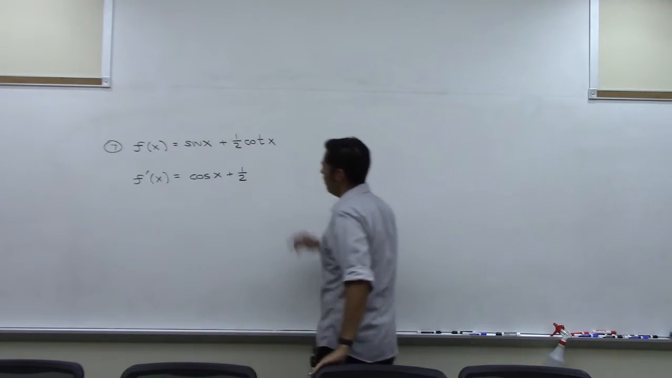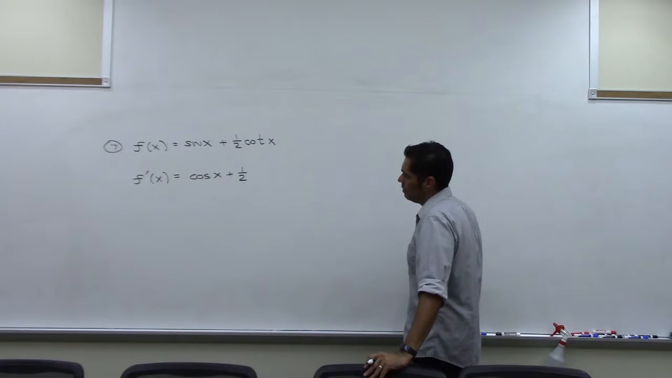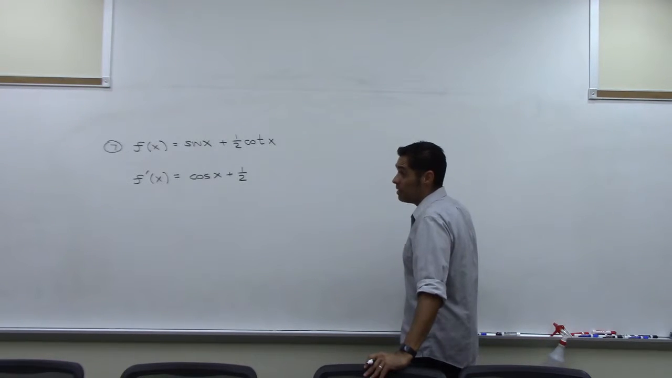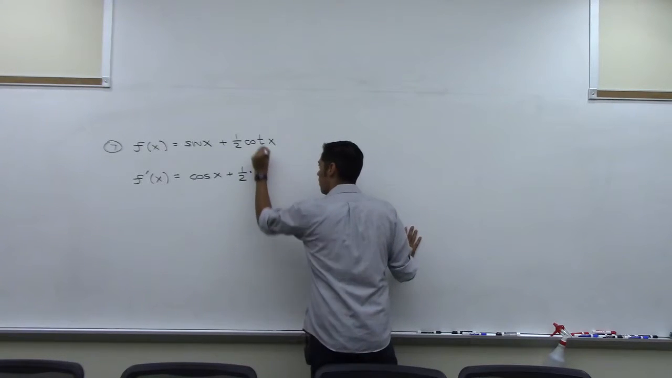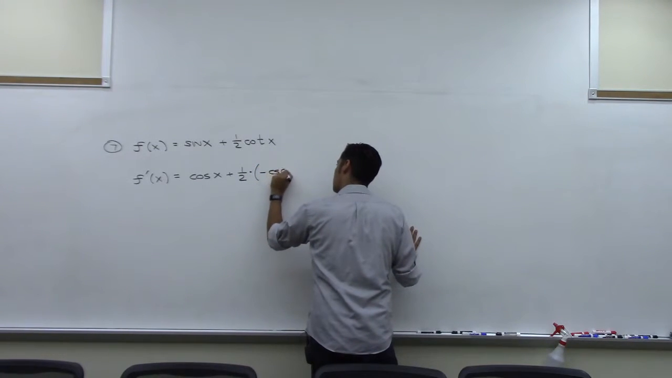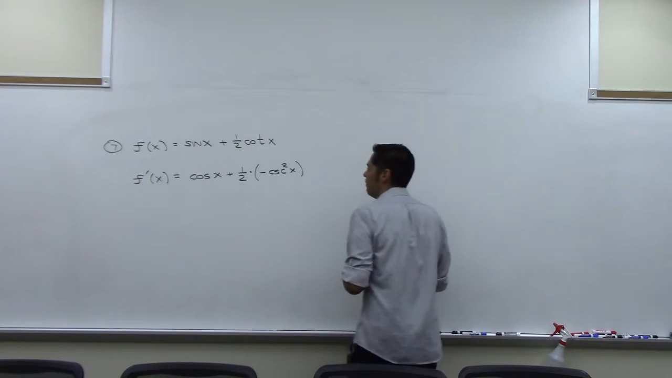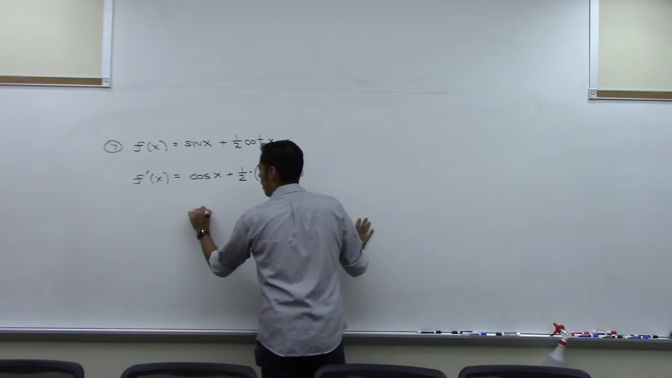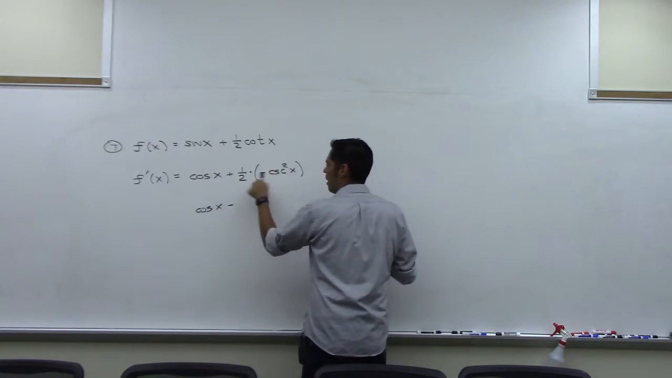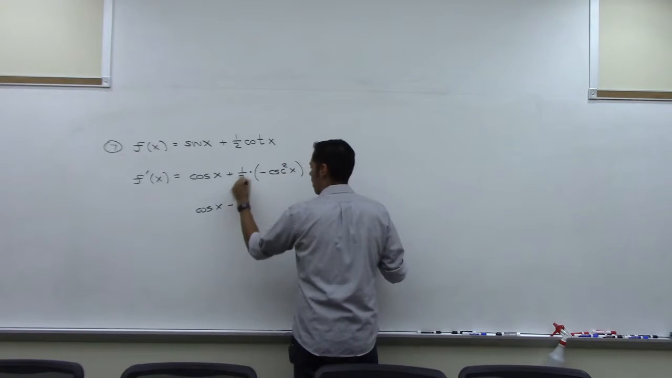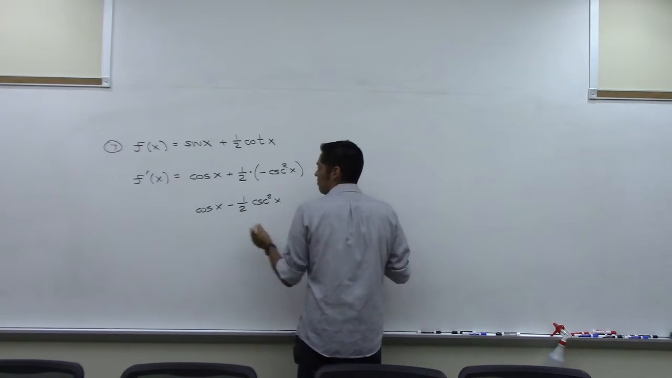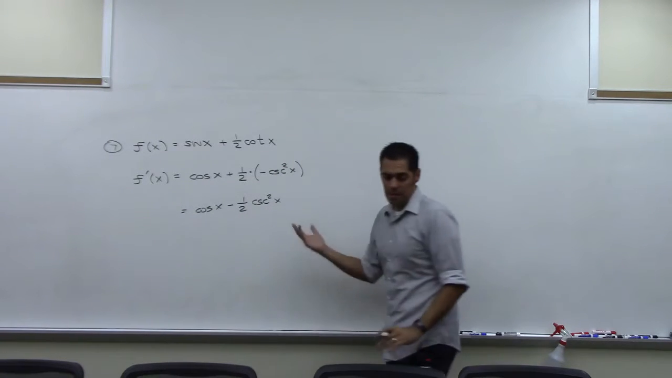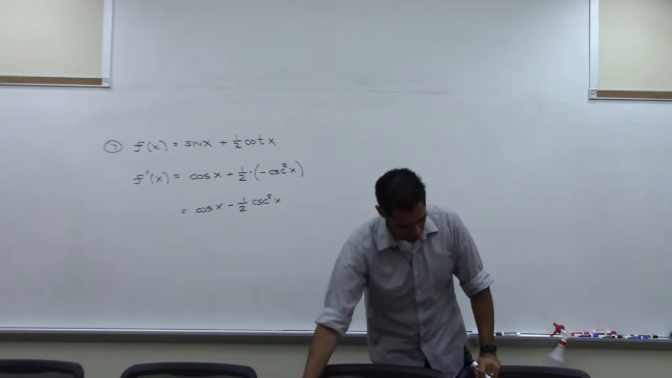And then the derivative of cotangent x is actually negative cosecant squared x. So I'm just going to put times, and in parentheses, the derivative of that, which is negative cosecant squared x, like that. And then I can go one more line, change this to minus, bring that negative out, and make it minus 1/2 cosecant squared x. That's it. So there wasn't any product rule or quotient rule here at all.